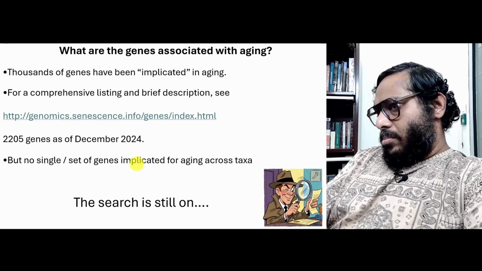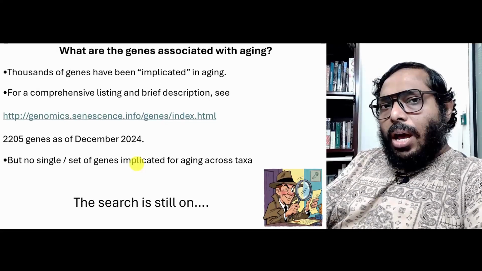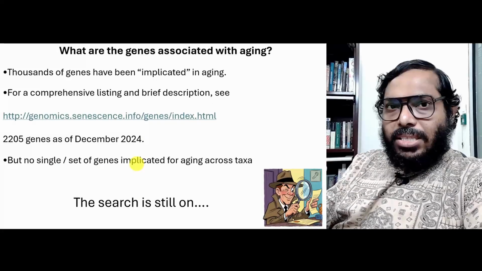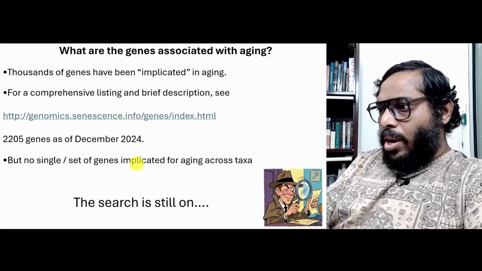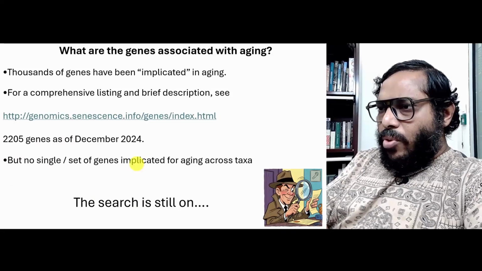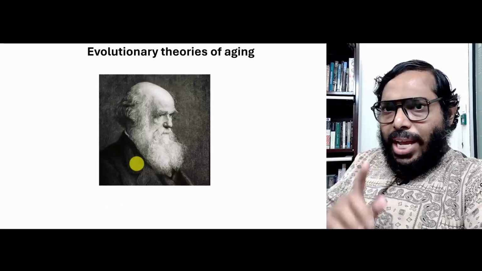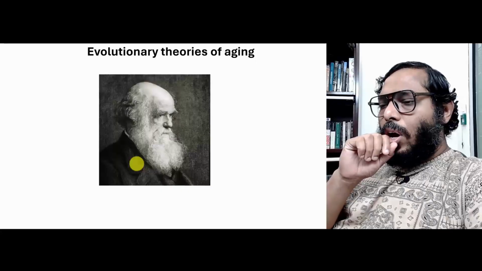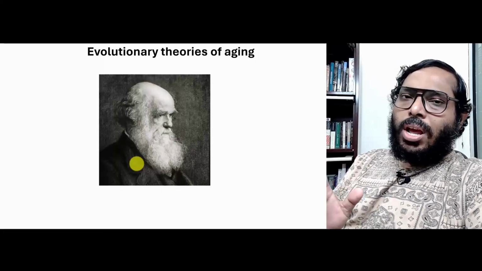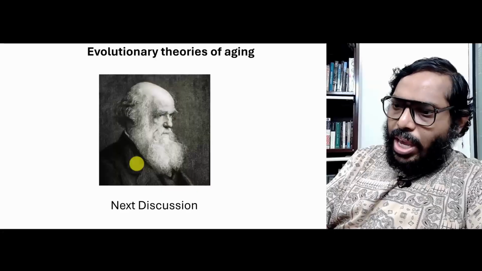So, this is where we will conclude our set of mechanistic theories of aging and our overview of those. And when we come back for our next discussion, we are going to talk about the second class of theories of aging, the so called evolutionary theories of aging.